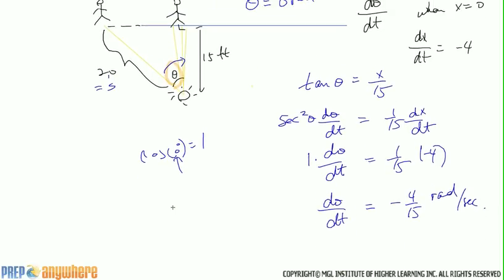So it's weird because as he's approaching here, right? As he's approaching, it's going to be negative. But as soon as he passes through this point, it's going to start increasing again. Okay, so if it was an equation, that's called a critical point. So anyway, the angle is decreasing at minus 4 over 15 radians per second.